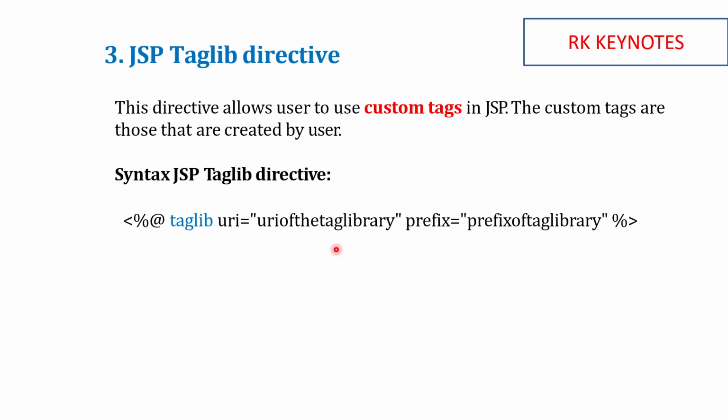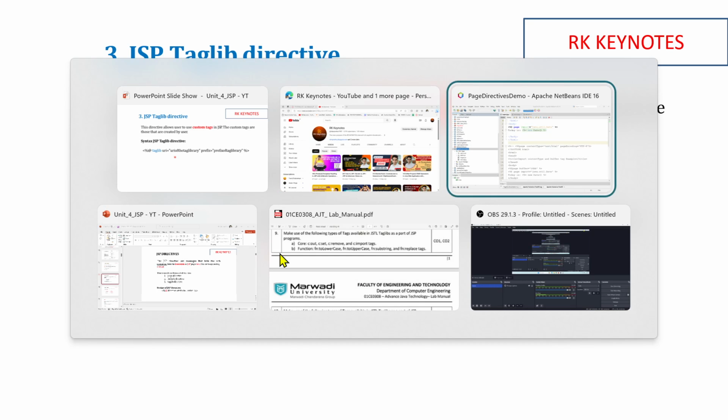And then the third one is taglib, and taglib is used for custom tags. Okay, and then this URI, uniform resource identifier. Fine. So you can add a particular URL or the tag name you can specify, and then accordingly it will be fetched. Fine. This we will discuss briefly in the upcoming videos. So that's it about JSP directives. Now we'll switch to NetBeans and we'll implement a few directives.